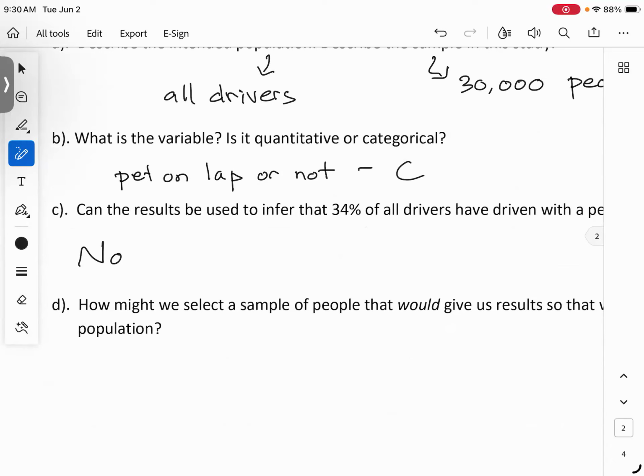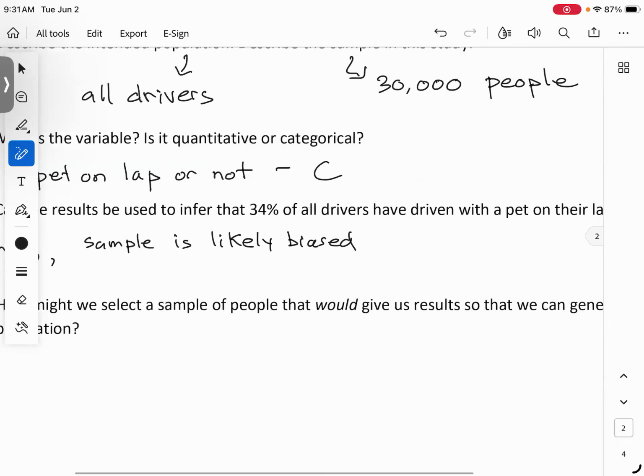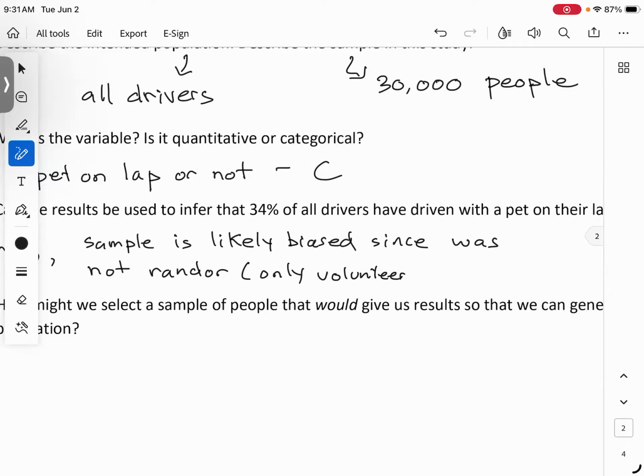And then as reasons as to why we don't have a lot of confidence in this one: no, this sample is likely biased since it was not random. It was only volunteer based.